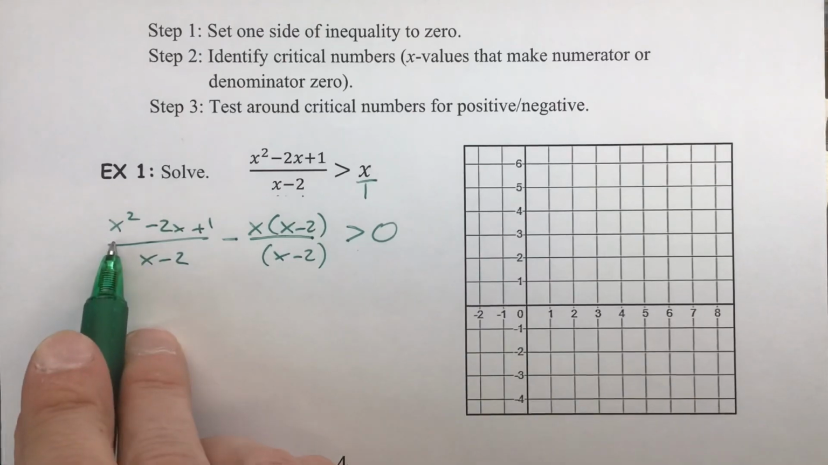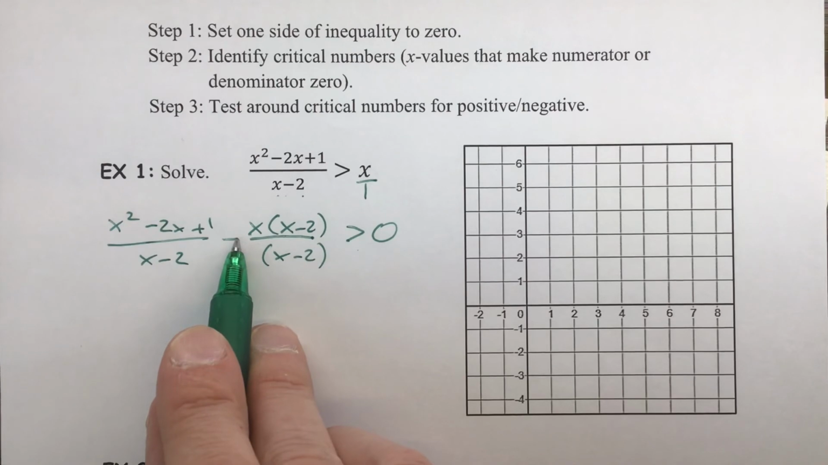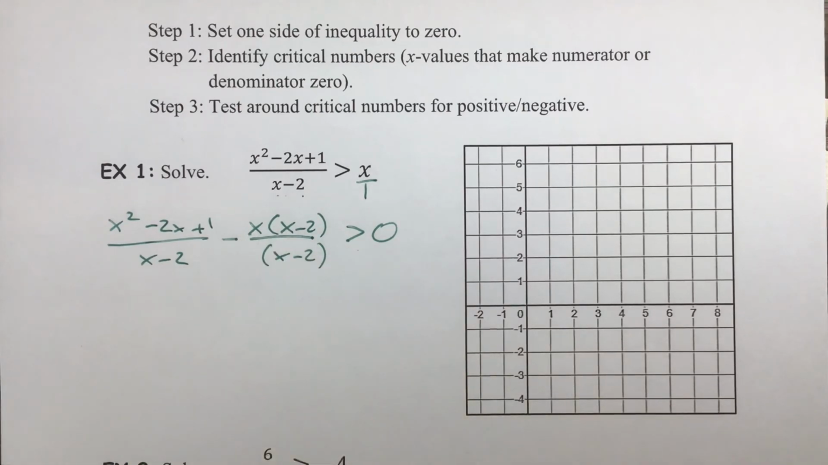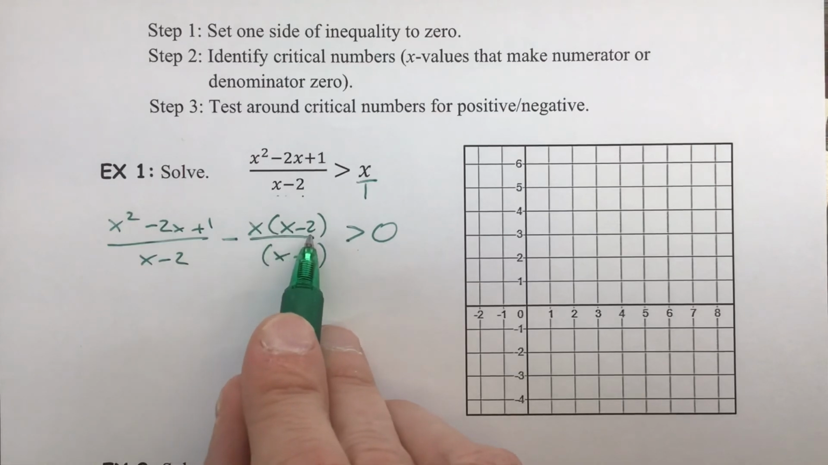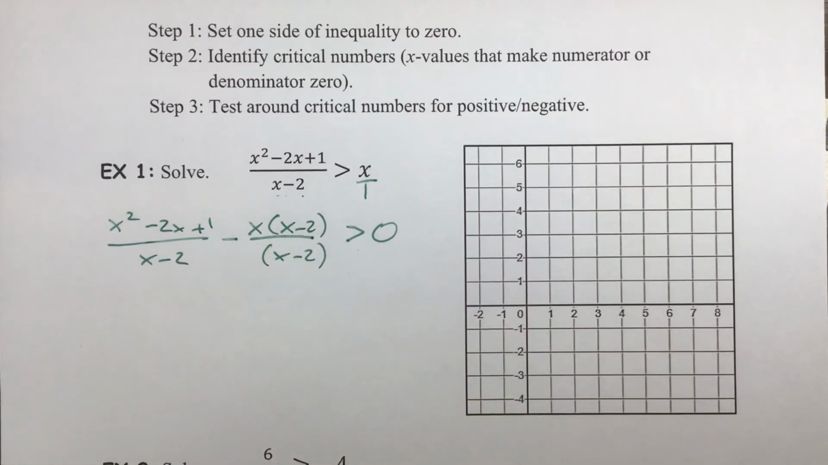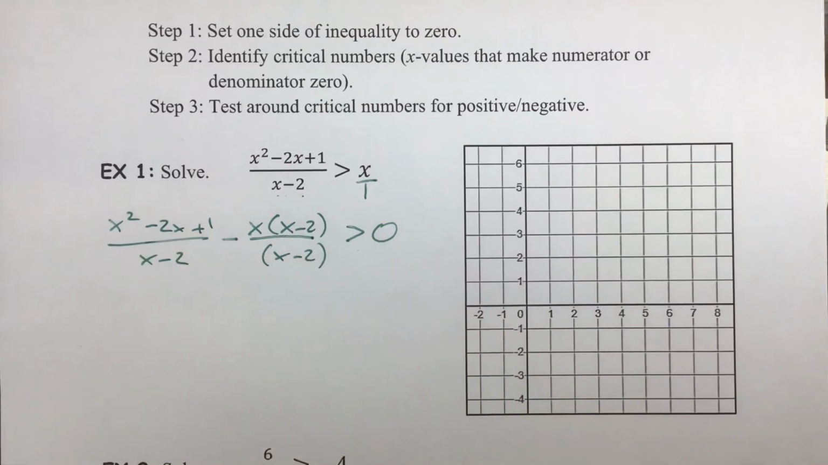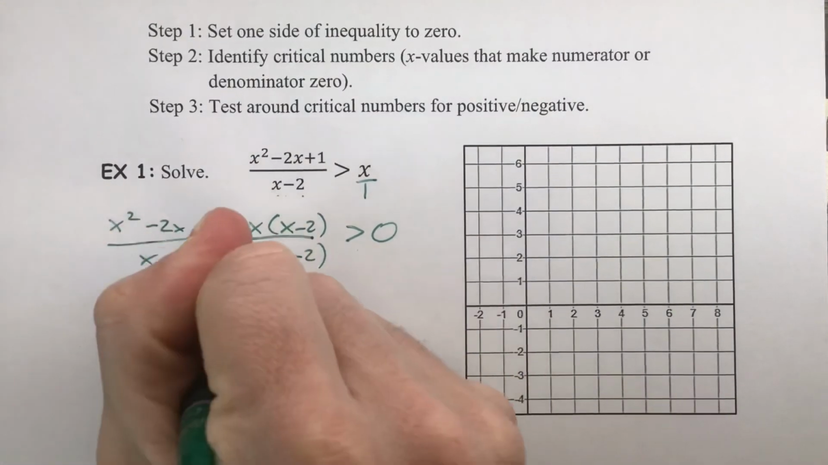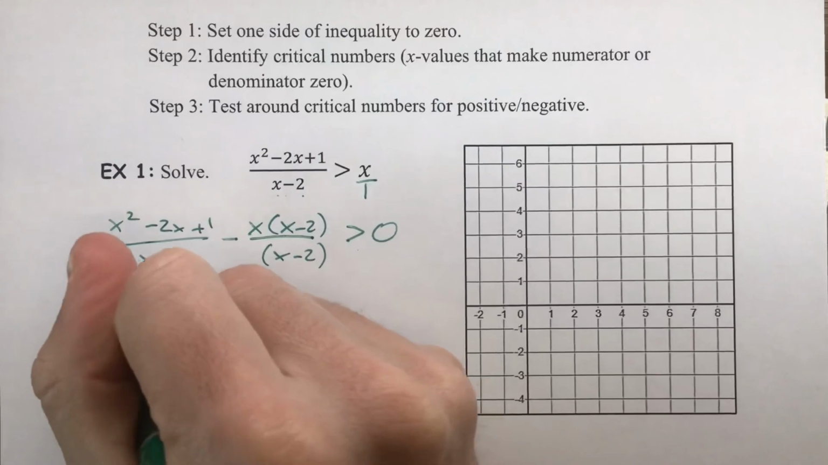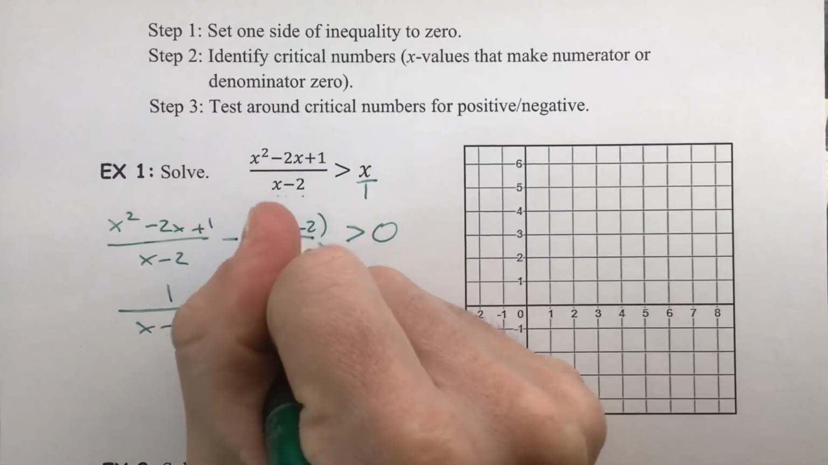We do have an x squared here. You're also going to get an x squared here, but that one's going to be a negative x squared, so that's actually going to cancel out. The negative x is also going to distribute to the negative 2, which is going to give you a positive 2x, which is also going to cancel out with this negative 2x. So a bunch of things are canceling out, but the one part you are going to be keeping is that 1. You're going to have 1 over the common denominator, x minus 2. And that needs to be greater than 0.